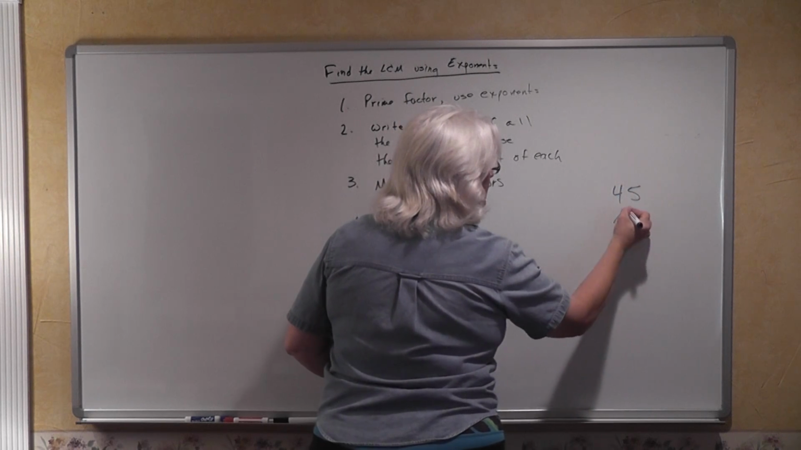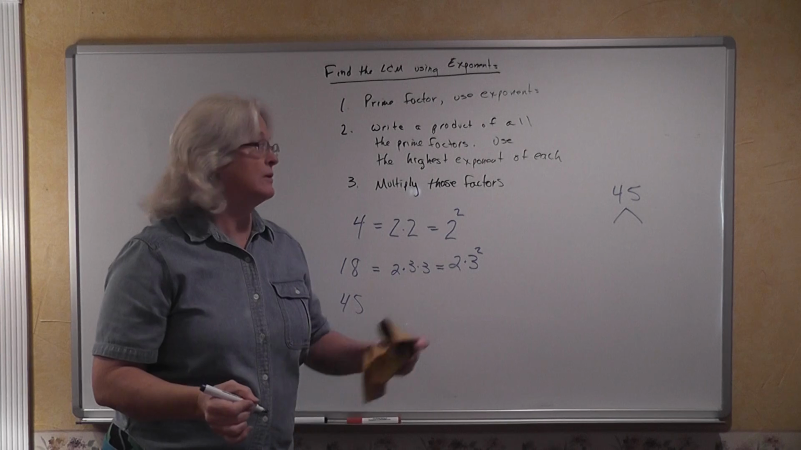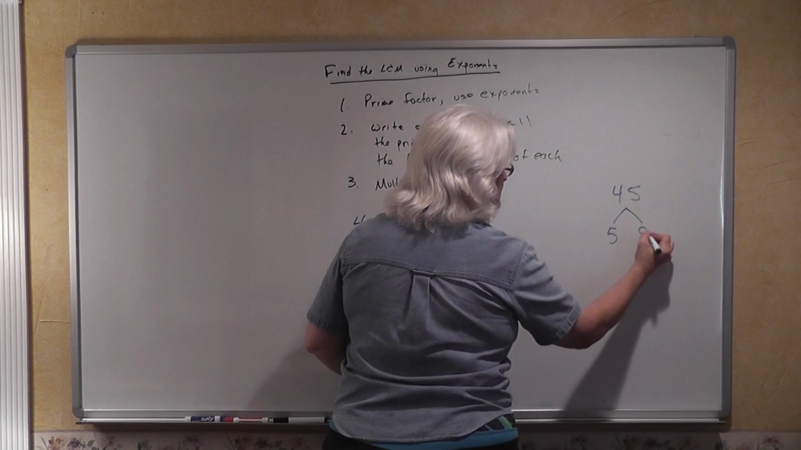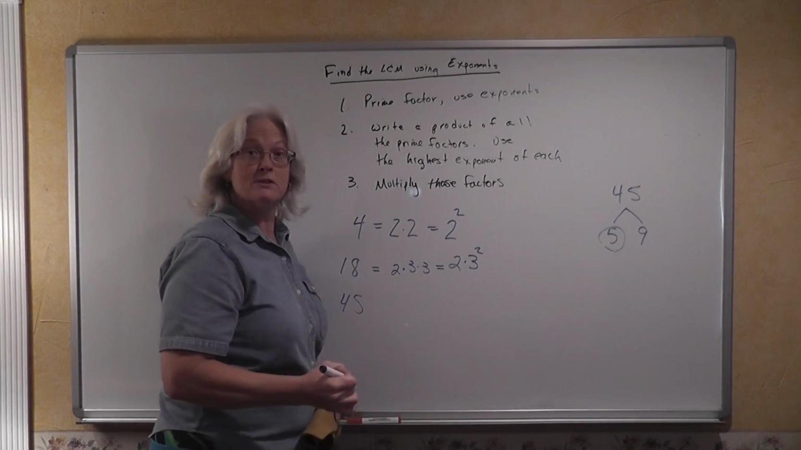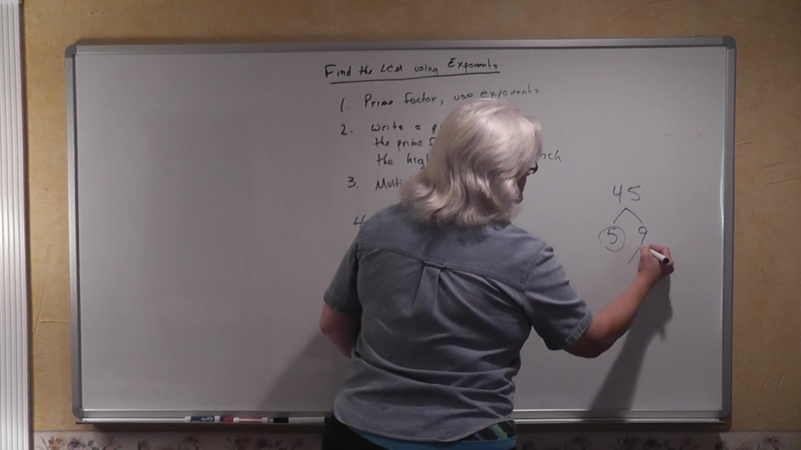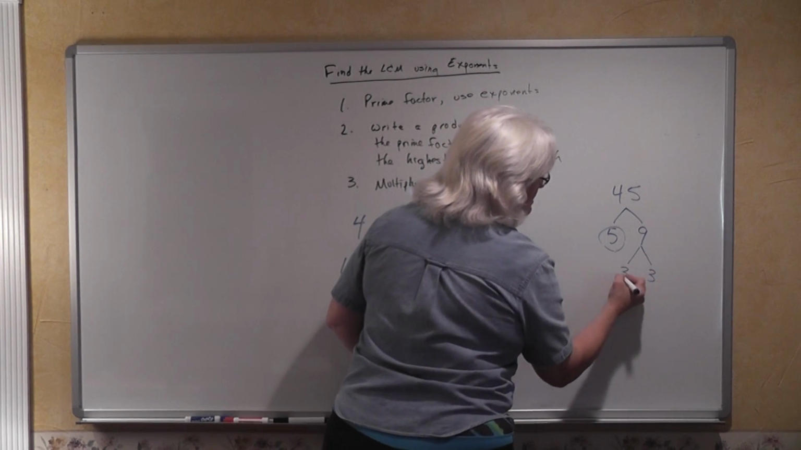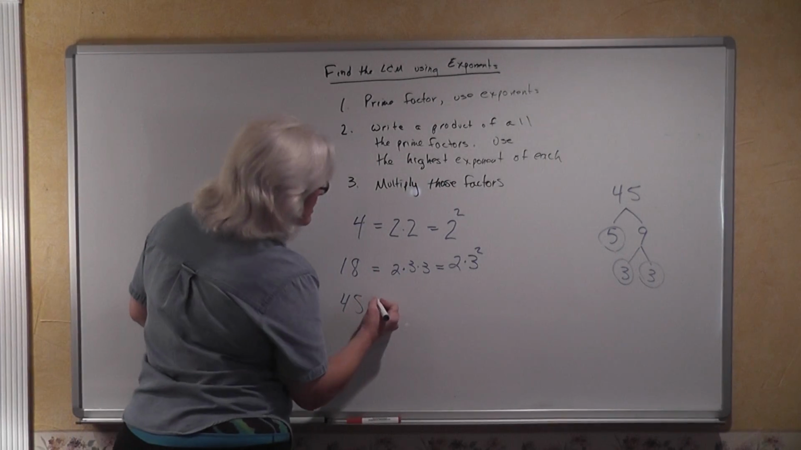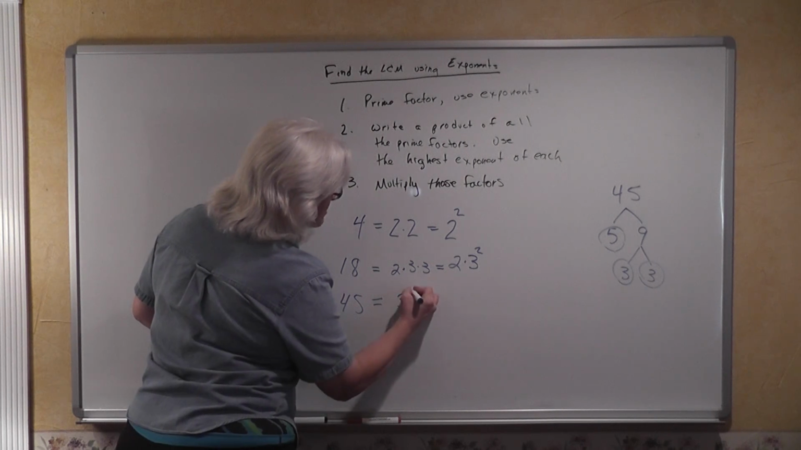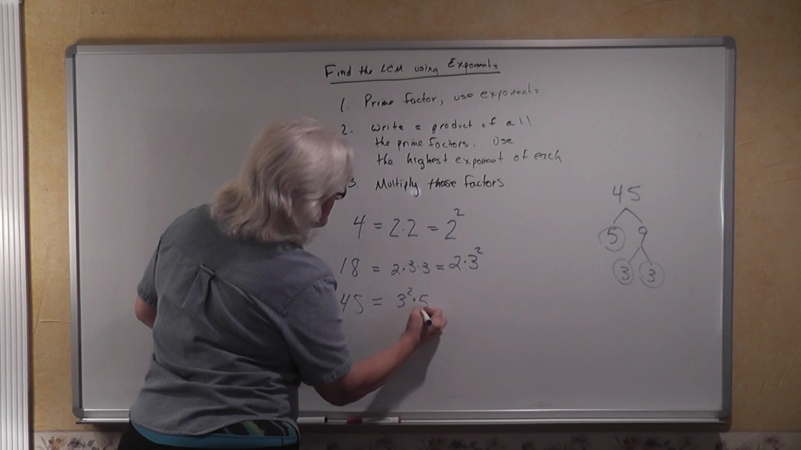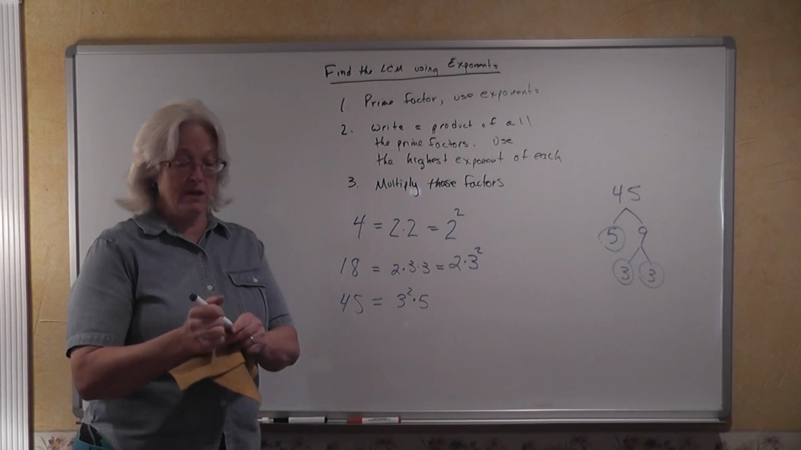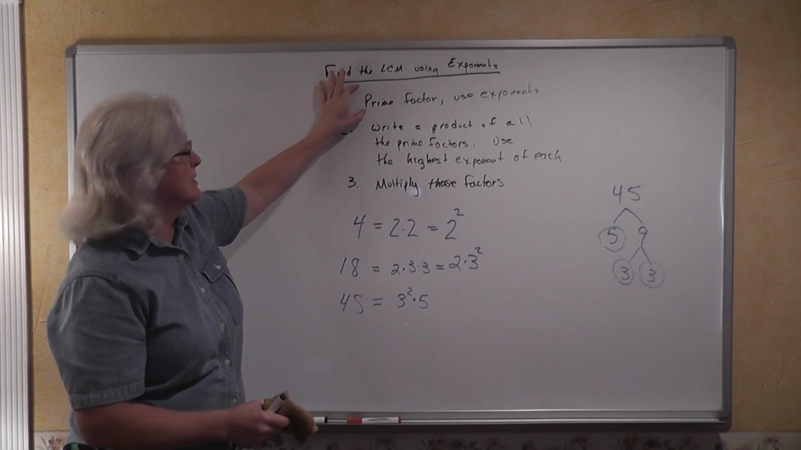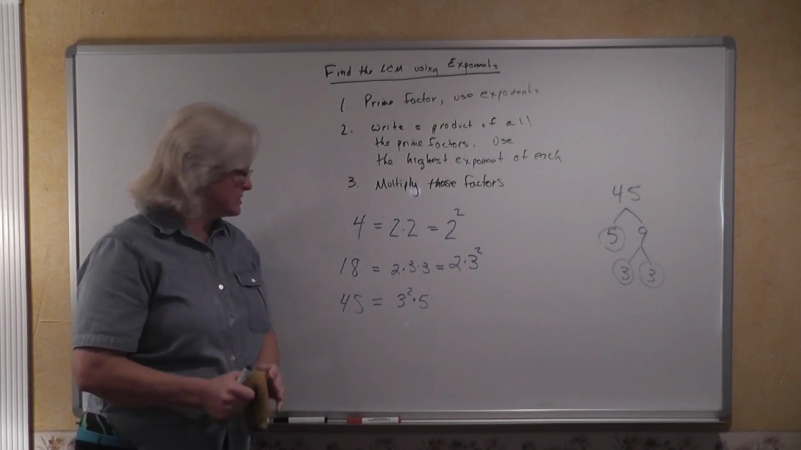How do I know that? Well, I know that 45, I could say it's 3 times 15, but I pull my multiplication fact that says 5 times 9 is 45. 5 is a prime number. 9 is not prime, but that becomes 3 times 3. Both of those are prime numbers, so we now have that 45 is 3 squared times 5. So what we've done now is we've completed the first step. We prime factored and we're using exponents.